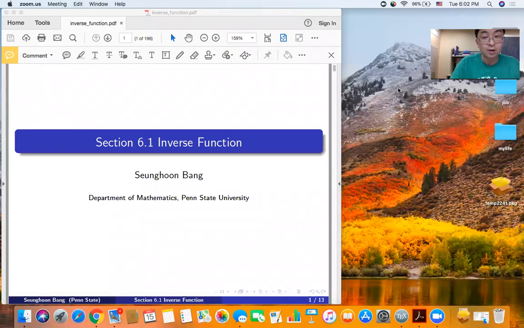Today, I want to talk about section 6.1, inverse function. Can I see the chatting box again? Okay, good. So this is the first one, section 6.1, the inverse function.